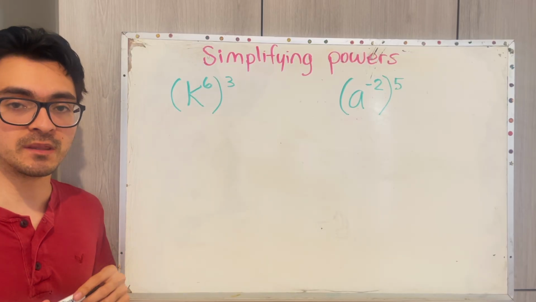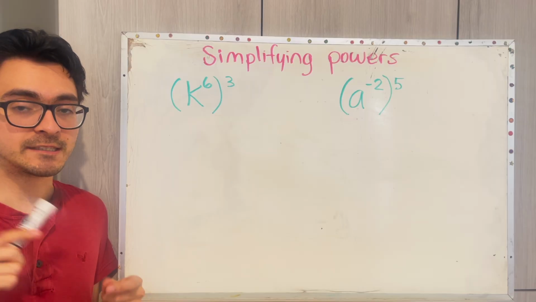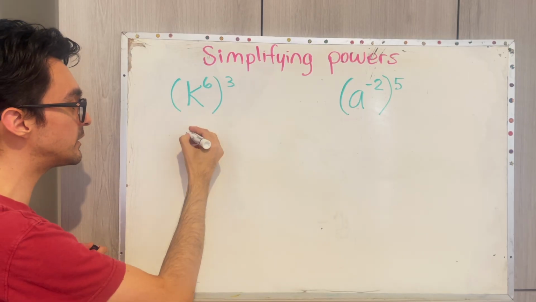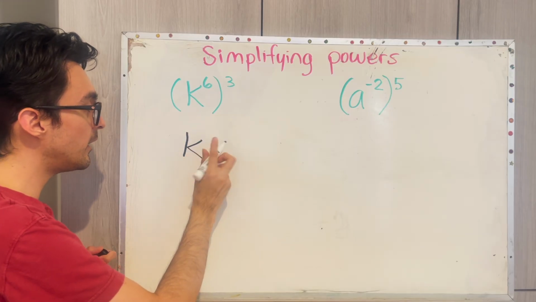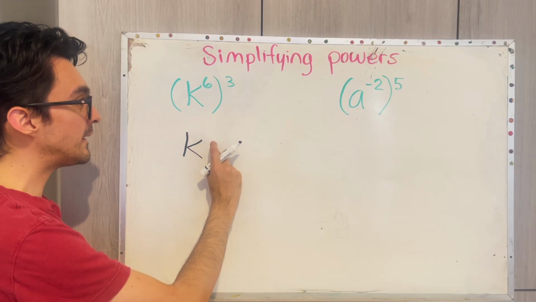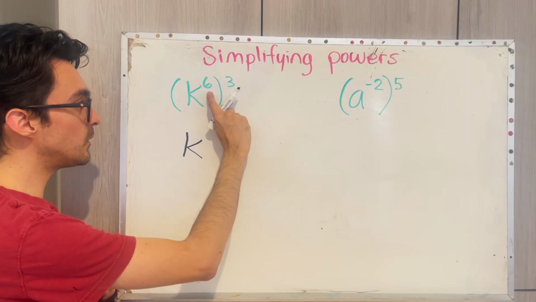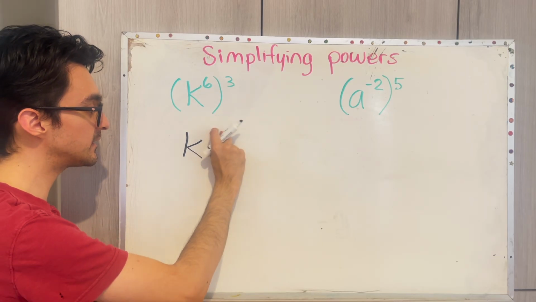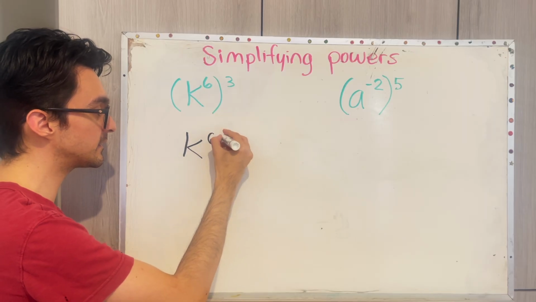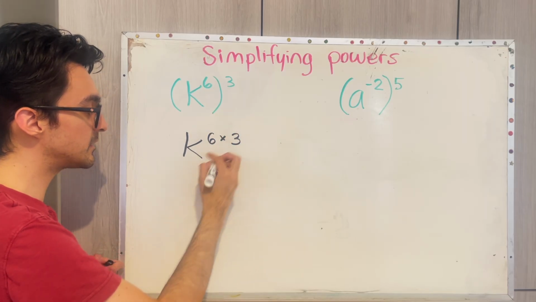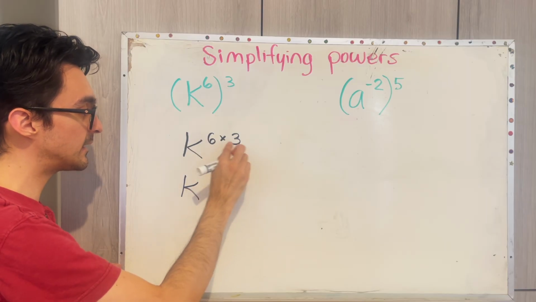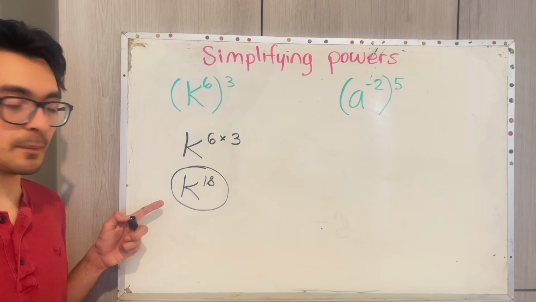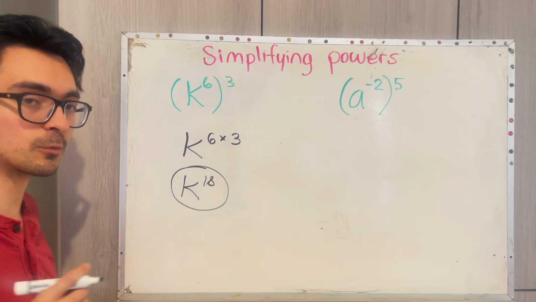There is something called the power of a power property that tells me that whenever I simplify this, the base is going to stay the same. And for knowing the exponent, what I need to do is multiply this exponent times the exponent outside of the parentheses. So in this case, here would be the result of 6 times 3. Let's evaluate that. I know that 6 times 3 is 18, so this right here will be the simplified form of this power right here.